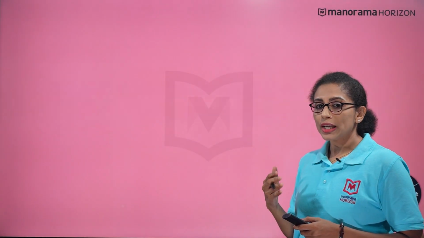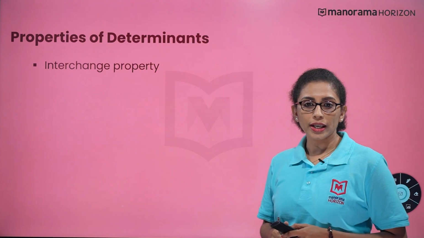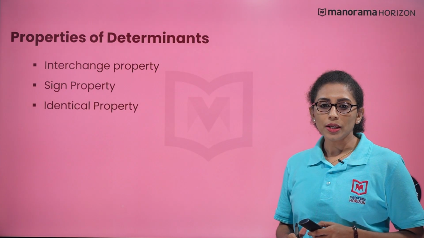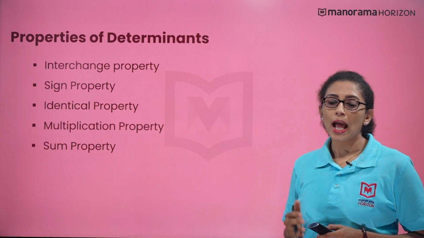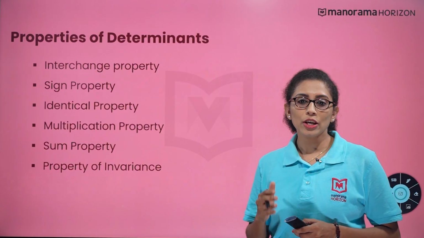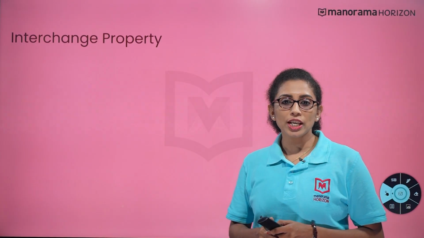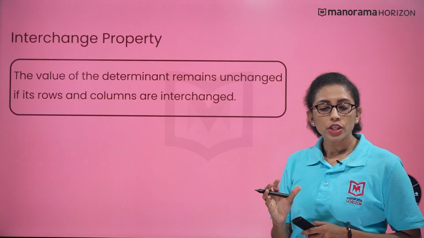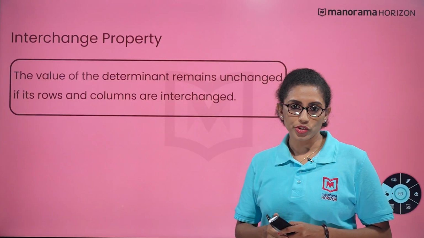The various properties of determinants are classified into interchange property, sign property, identical property, multiplication property, sum property, and the last is a property of invariance. Let's see one by one. First property, that is interchange property. It states that the value of the determinant remains unchanged if its rows and columns are interchanged.